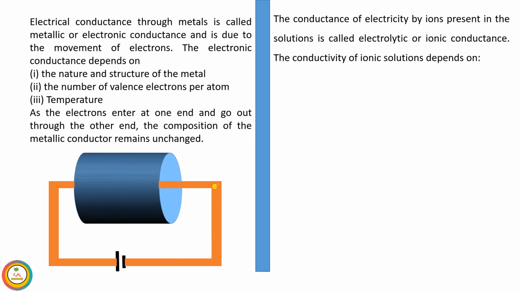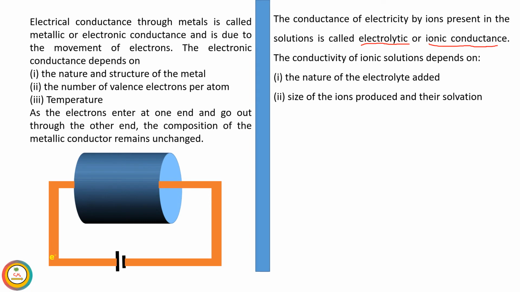Now the conductance of electricity by ions present in the solution is called electrolytic or ionic conductance. The conductivity of ionic solutions depends on, first, the nature of the electrolyte added. The electrolyte is a strong electrolyte or a weak electrolyte. For a strong electrolyte, high conductivity; for a weak electrolyte, low conductivity. Because a weak electrolyte generates fewer ions, but a strong electrolyte generates a high number of ions.